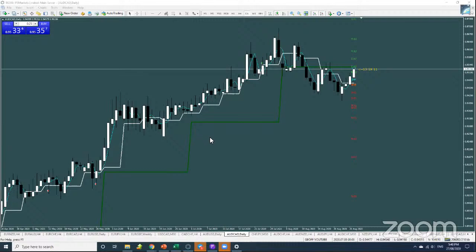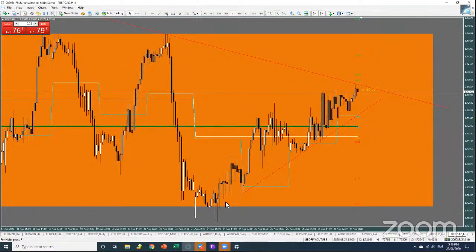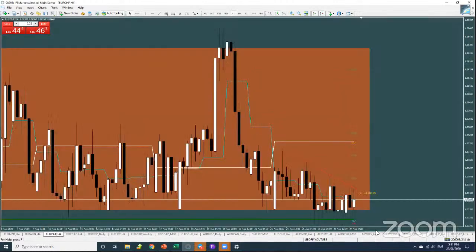Now, Pound CAD was one of them. On Sunday, we were looking to trade Pound CAD short. And then we turned it around and started analysing it long, but I'm not in it, so no cause for concern there. Euro Swiss, still looking for this one. And my bias, of course, is long.